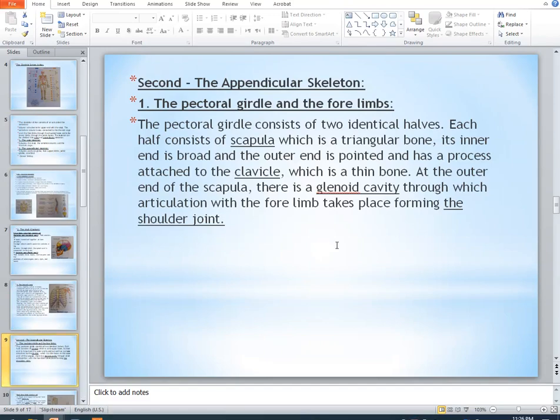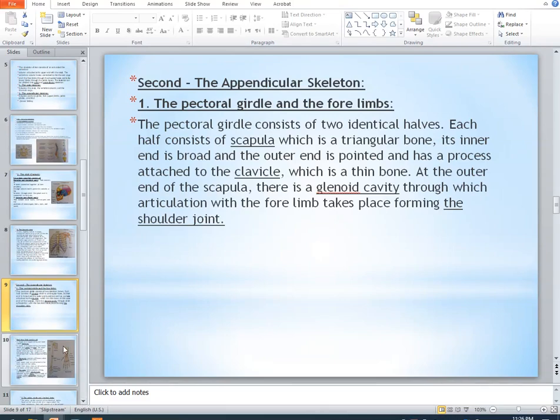Second, we'll talk about the appendicular skeleton. Number 1, the pectoral girdle and the forelimb. The pectoral girdle consists of 2 identical halves. Each half consists of a scapula, which is a triangular bone. Its inner end is broad and the outer end is pointed and has a process attached to the clavicle, which is a thin bone. At the outer end of the scapula, there is the glenoid cavity through which articulation with the forelimb takes place, forming the shoulder joint.